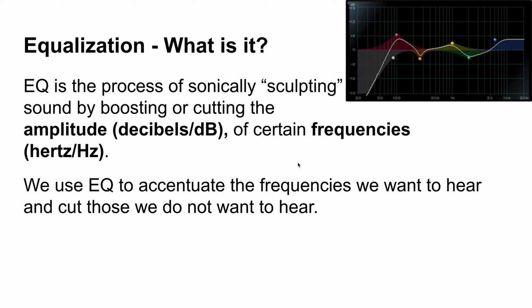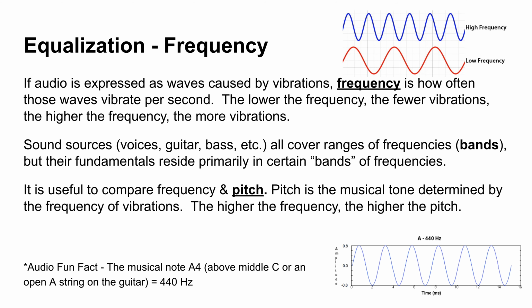What is it? It is that process. So EQing is the process of using equalizers, equipment, to sculpt the sound by boosting or cutting the amplitude of frequencies. And we use that again to accentuate things that we want to hear in particular sounds, or to cut things that we don't want to hear, or to accentuate things that are there but aren't quite as audible as we want them to be.